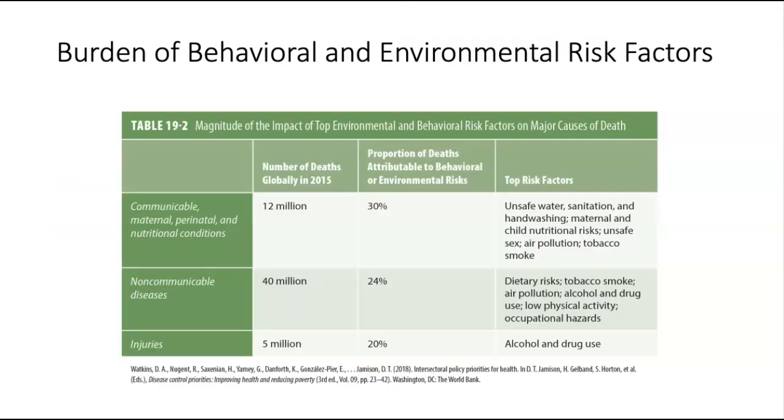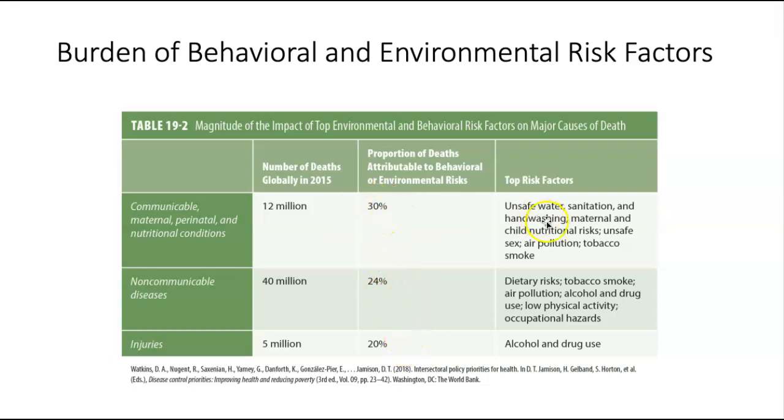So this is a really interesting table, specifically looking at behavioral or environmental risks and the risk factors associated with those, including the number of deaths globally. Remember from our global burden of disease tool that we use, deaths and DALYs are divided into three categories: communicable diseases, which includes the maternal and nutritional conditions, non-communicable diseases, and injuries. And if we look at the proportion of deaths that are related to behavioral or environmental risk, we can see that 30% are in this category, 24 and 20.